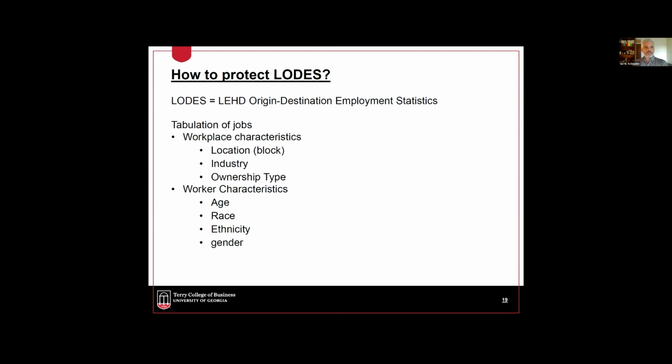And they include information on the characteristics of the workplace, including its location, the industry, and the type of ownership, and characteristics of the workers, including their residential location, age, race, ethnicity, and gender. And so these data can be used to track commuting patterns as well as to understand the distribution of employment by different demographic characteristics across space.